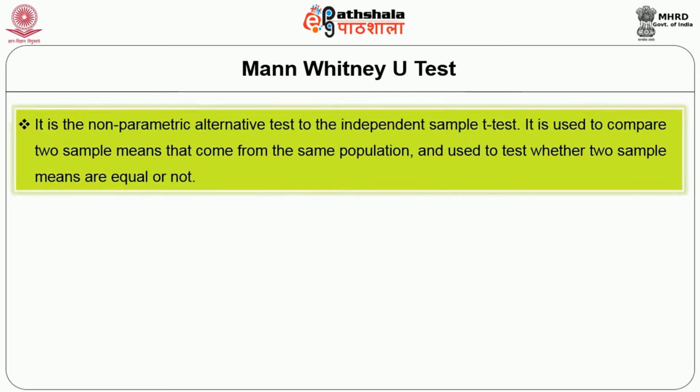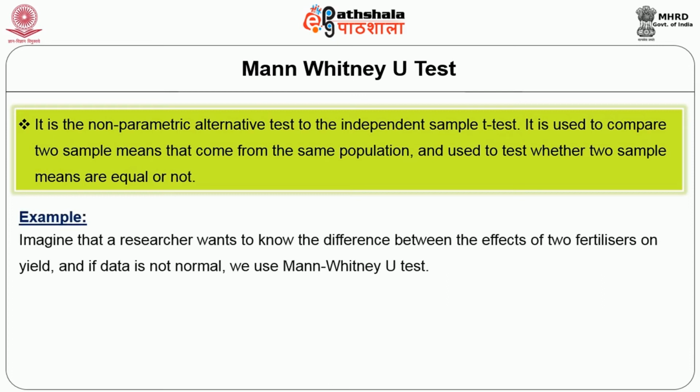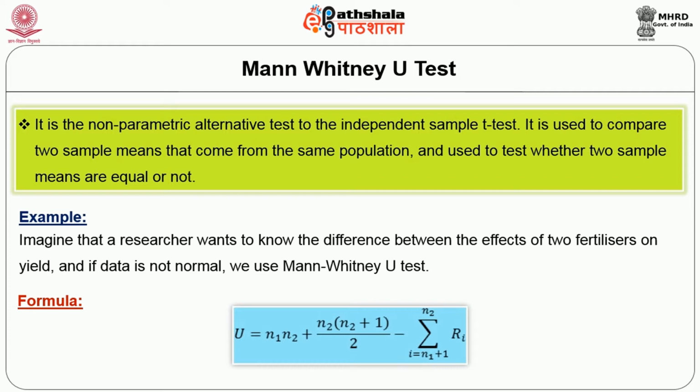This is a non-parametric alternative to the independent sample t-test. It is used to compare two sample means that come from the same population, and it is used to test whether two sample means are equal or not. Let us consider an example. Imagine that a researcher wants to know the difference between the effects of two fertilizers on the yield of a plant, and if the data is not normal, we use the Mann-Whitney U test. This is the formula for the Mann-Whitney U test.